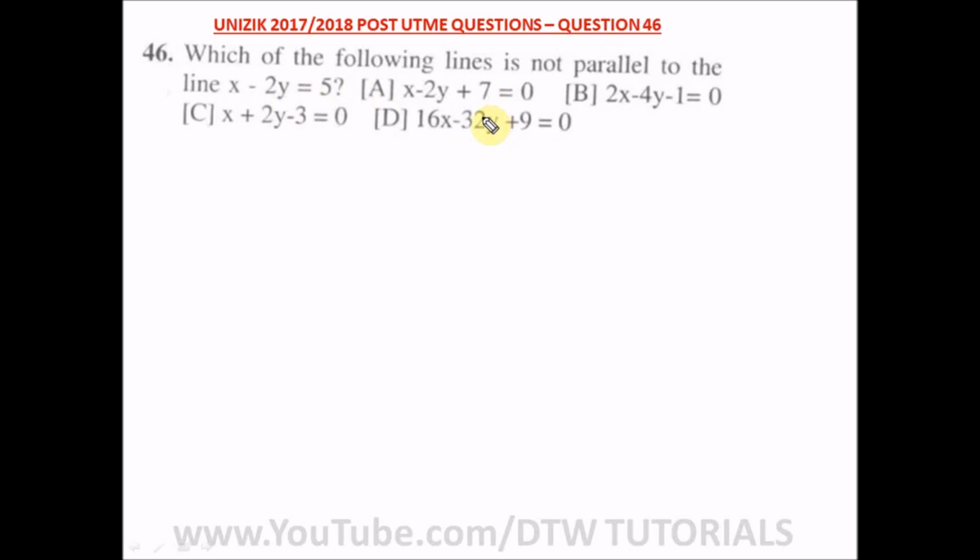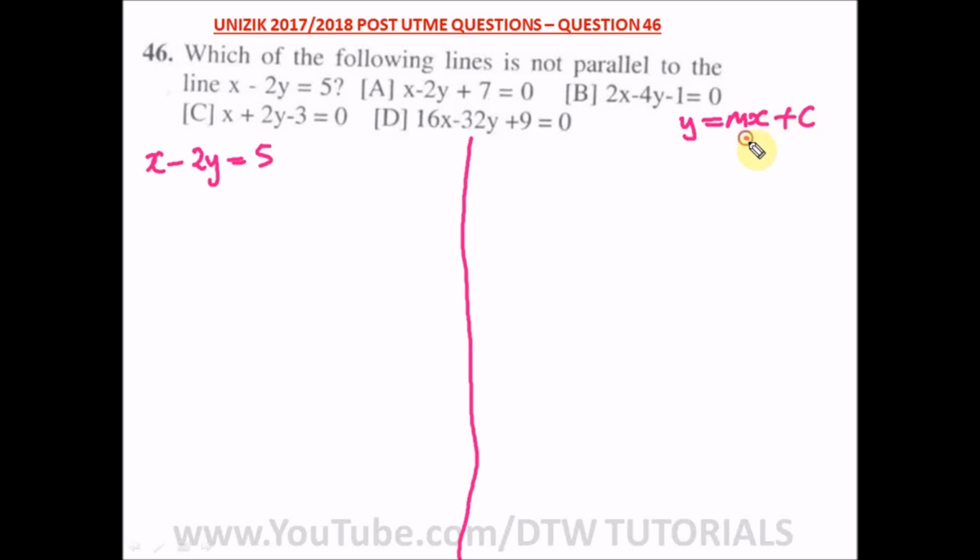Okay, so what we have to do here is look for the gradient of each of these options, these equations here. Let's draw this line. Now let's find the gradient of this line. That's from our question. We have x minus 2y equal to 5.